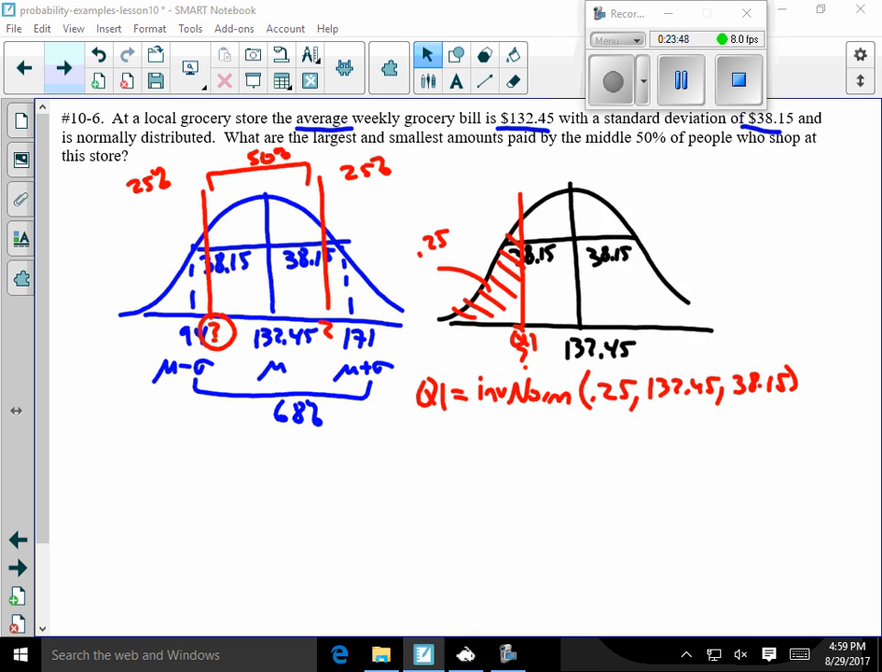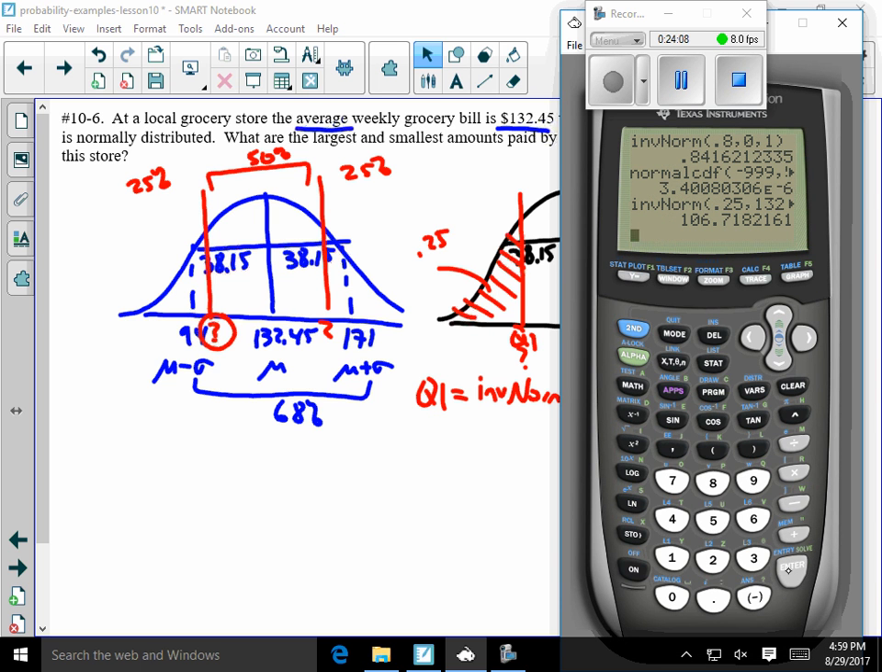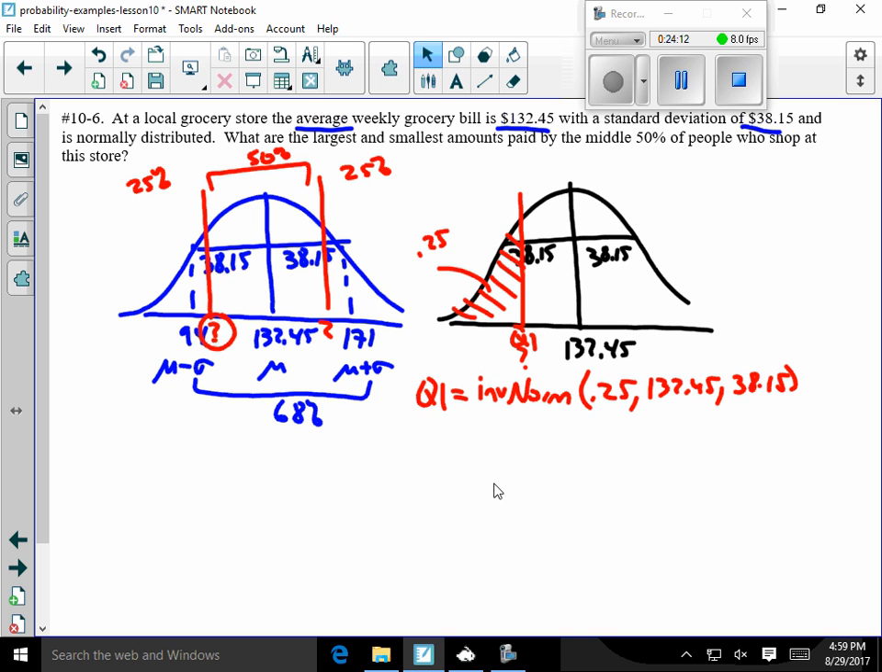So if we plug that in a calculator, this is inverse norm, right? And it would be 0.25 to the left when the mean is $132.45 and the standard deviation is $38.15. Okay, and so that boundary would be 106.72. Okay, so this boundary is 106.72. So that's the lowest amount that's paid by the middle 50%.